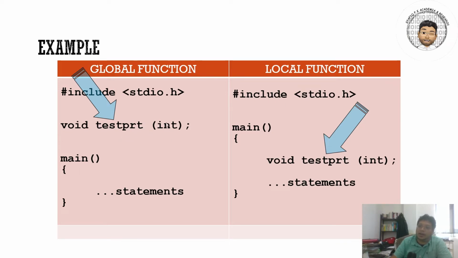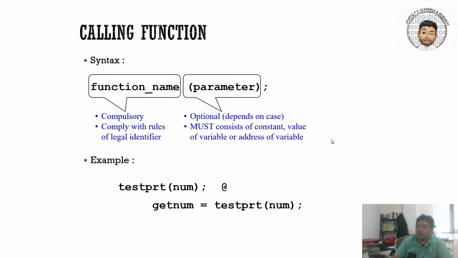When it remains outside, it means that test print can be used in all code. If you have main here and then you have another code down here, it can be used in any code. You can use test print everywhere. But if the function is declared inside main, it can only be used between these main two brackets. So this is the difference between a global function and a local function.